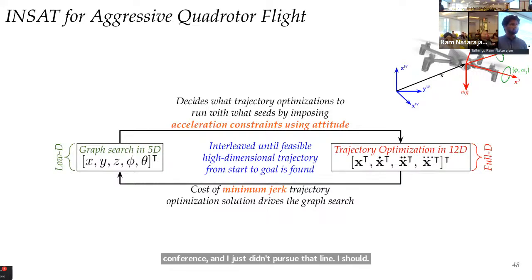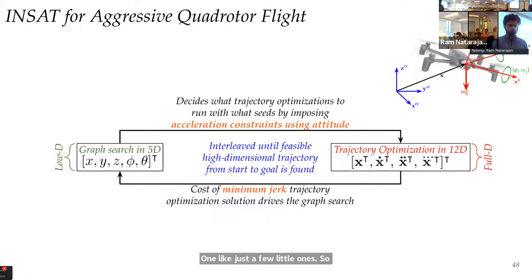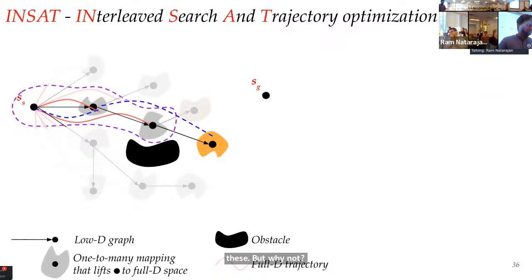Cool. Anyway, just a few little ones. Around slide 36, I wanted to ask: in these subproblems, are you ever pulling some version of the obstacle constraints into the subproblems? No. You said something about this. You can solve the continuous trajectory problem and end up violating constraints, and then you're pruning these, but why not? Why not? In the GCS case, you're naturally handling it, right?